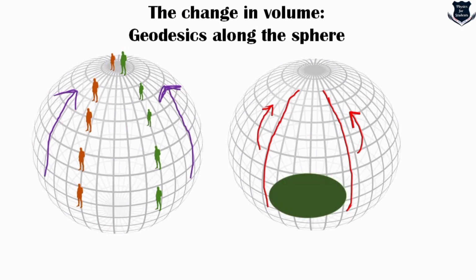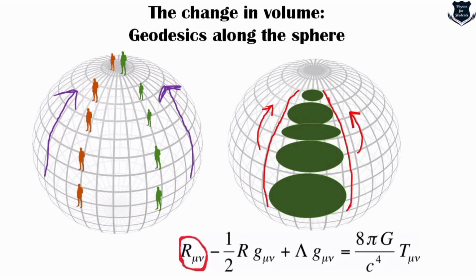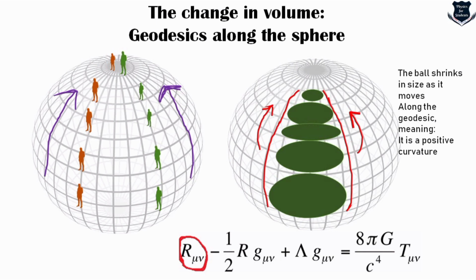So here is a sphere, and it further changes, shrinks down, shrinks down further, and shrinks down further. Right. So just on the left hand side, as I have shown an analogy, people, when they're traveling, meet at a certain point on the pole. So if you're moving along the geodesic on the sphere in this way, which is a positive curvature, I would say, the spheres are decreasing in size, and this is determined by this R mu nu. So the ball shrinks in size as it moves along the geodesic, which, as I was telling you, means it is a positive curvature.